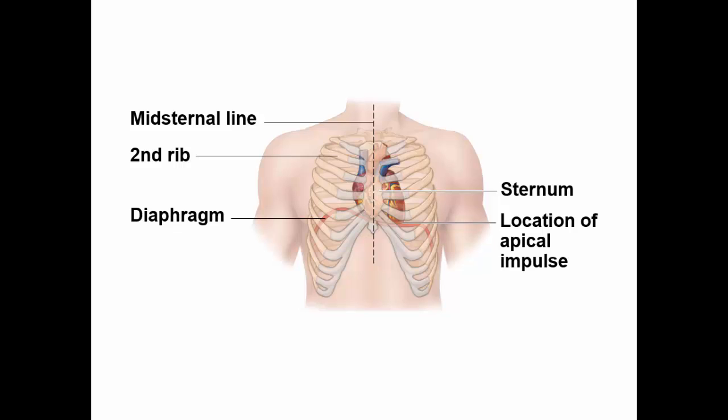So as we see the heart in the chest cavity, you can see that it lies more to the left than the right. It lies between the second and fifth rib, and right here on the left side between the fifth and sixth rib is where you can feel or hear the apical pulse.